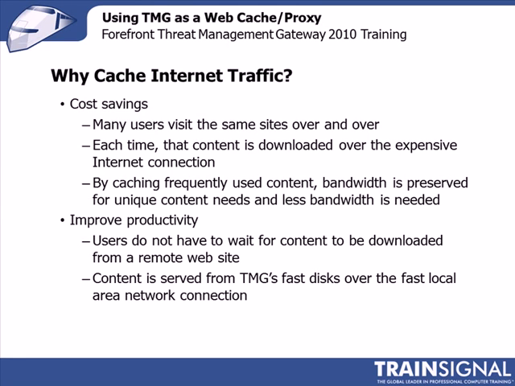You can also improve productivity, because users don't have to wait for content to be downloaded from a remote website. For particularly large amounts of content, this can take a while, because the connection speed to the internet is generally much slower than the local area network speeds. Content is instead served from Threat Management Gateway's fast disks over the fast local area network connection, so users get their content much more quickly.